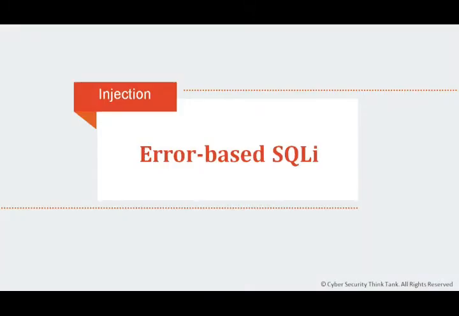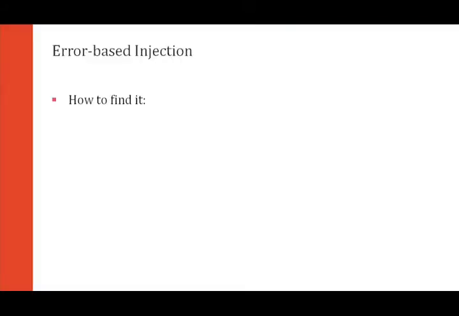Let's talk about the first type of SQL injection, which is error-based. How does it work? Basically, you try to submit a malicious input, and the response, which commonly can be an error message, is going to help us decide if it is an SQL injection and therefore focus our efforts.